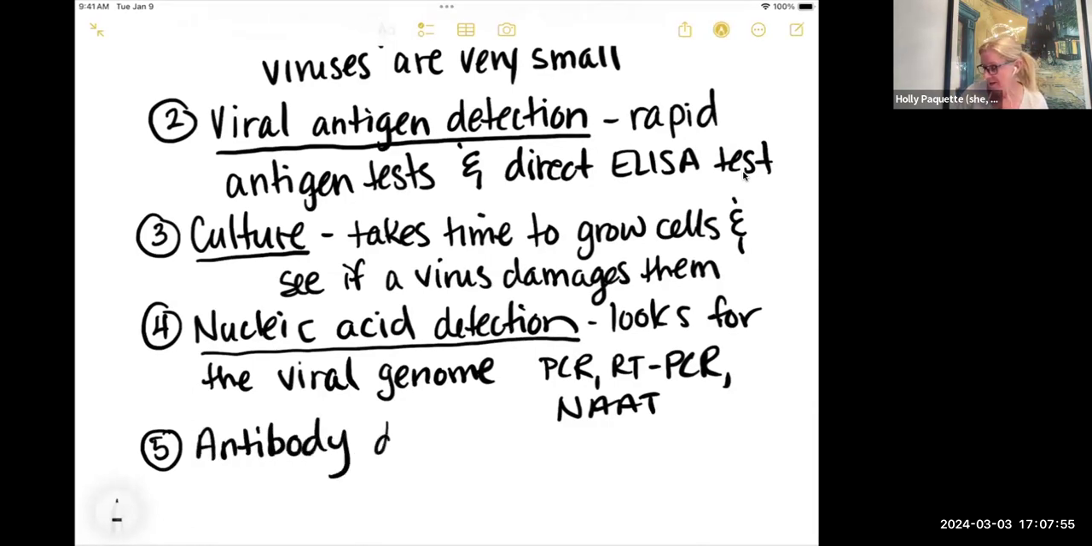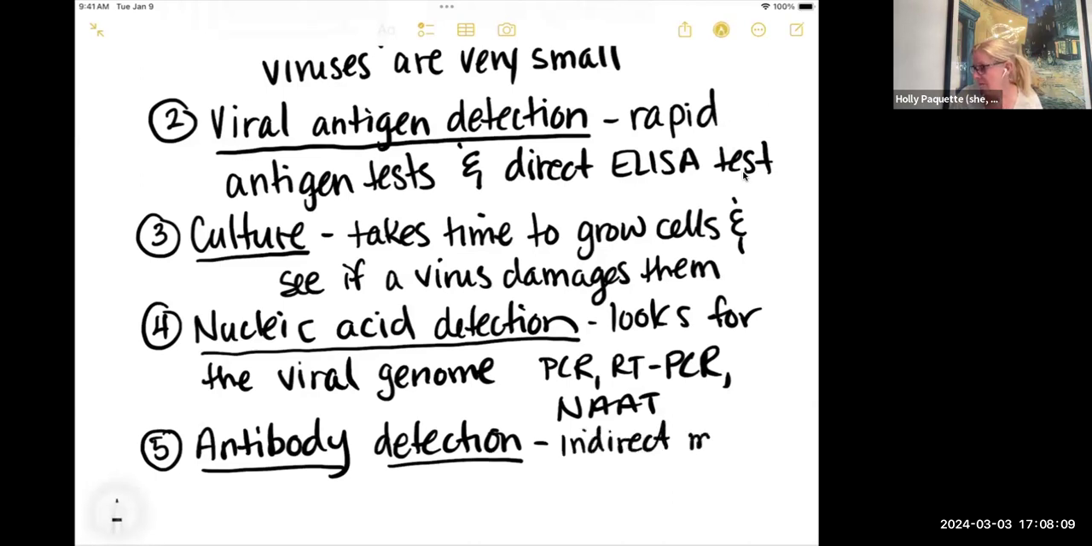Now, antibodies, if you remember from last week, are made by us. In response to an infection, our body will produce antibodies. So this is really what we would call an indirect method, meaning that we're not testing to see if you have the virus. We're testing to see if your body has the antibody to the virus.